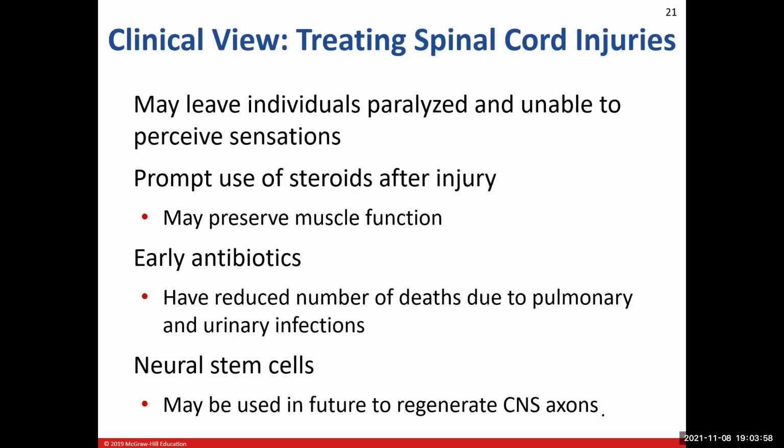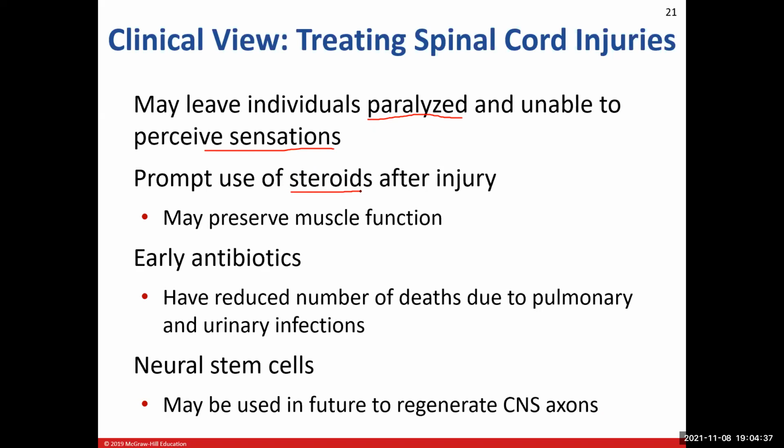Normally what will happen is they stabilize the patient, take him to the hospital, and quickly work on getting the inflammation down. If the patient isn't treated quickly and correctly, some of these patients may become paralyzed, unable to move their muscles, not all their muscles, but it depends on where the injury is, and they may not be able to perceive certain sensations. So normally after the injury, we load people up with steroids, and that helps to reduce the inflammation.